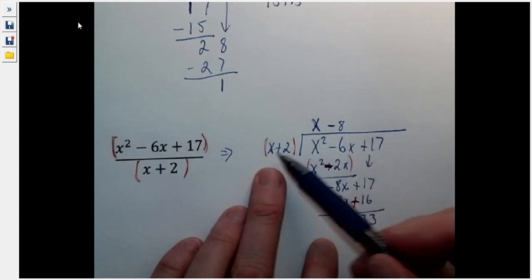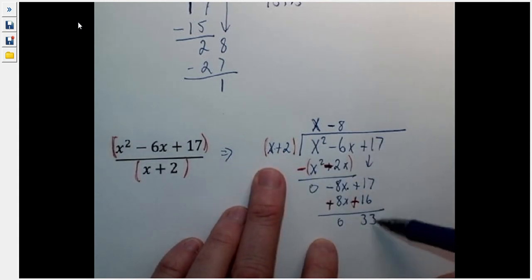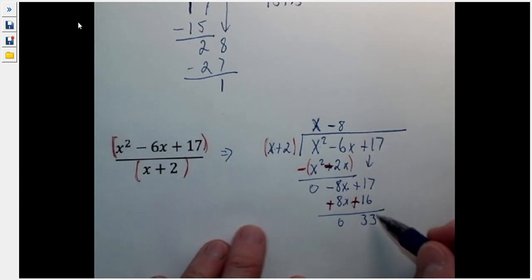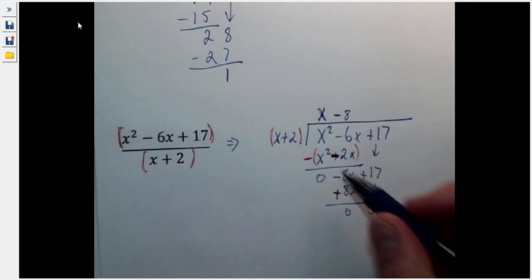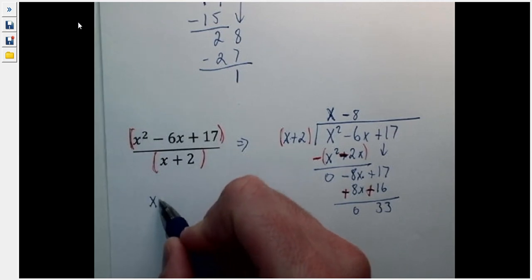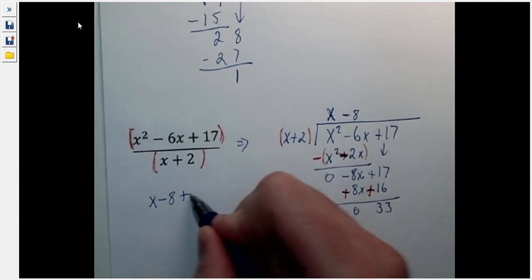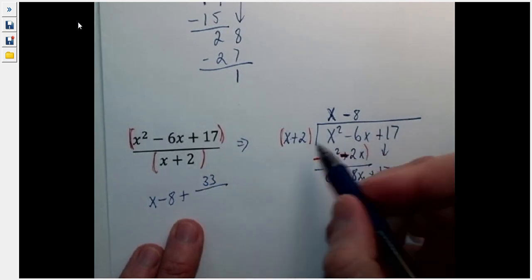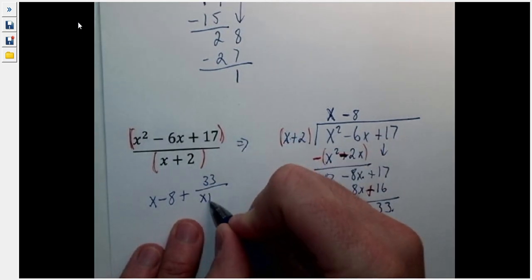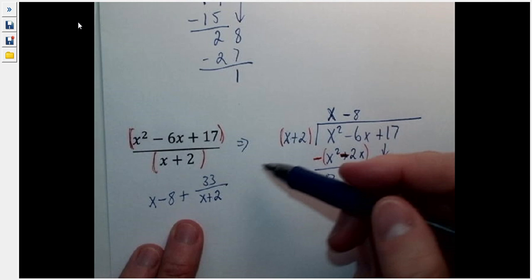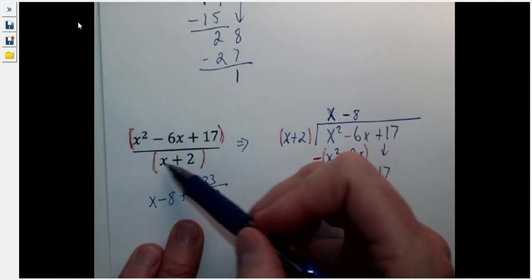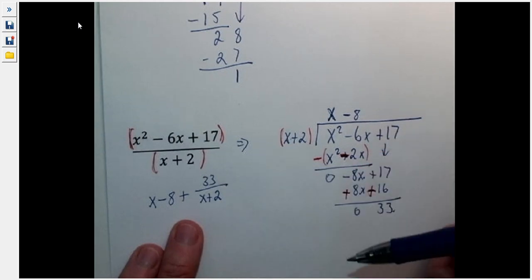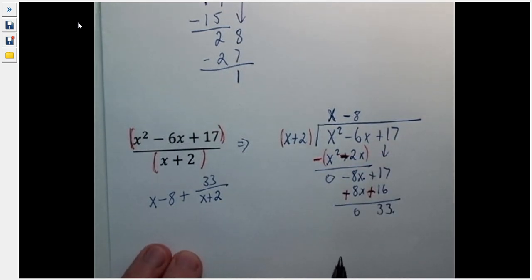Now there's nothing I can multiply x by to get just 33, so there's nothing else I can do. This is my remainder. So my answer to this is x minus 8 plus my remainder, which is 33, that still has to be divided by my x plus 2. And that's polynomial long division.